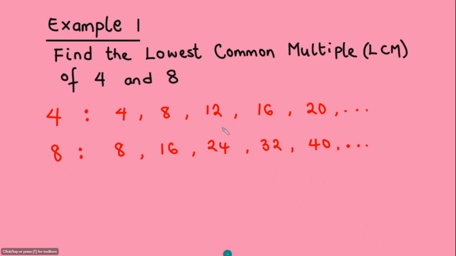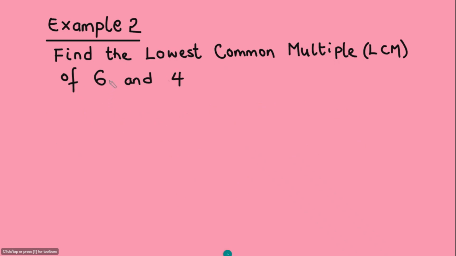Now, we need to see which multiples are common in both lists and which actually is the lowest. It's very easy for us to spot that 8 and 8 are the lowest common multiple. So the lowest common multiple is 8.